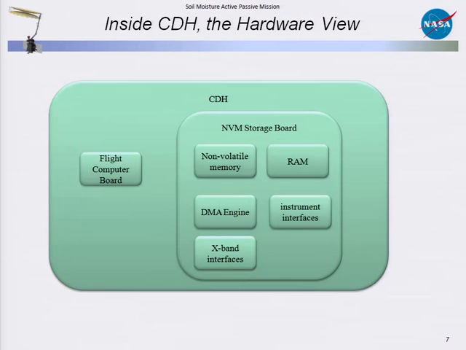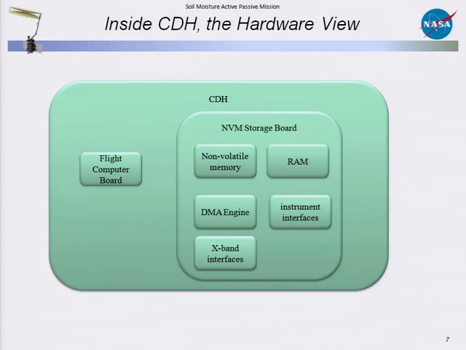Okay, and now I'll delve, opening that box up a little bit more, talking about what lives within our NVM storage board. So we do have non-volatile memory. You can think of that as several chips of NVM. We have RAM, which is non-volatile. We have a DMA engine, and we have instrument interfaces, so to the SAR and RAD, as we talked about before. And we have an interface to the X-band. So this has all our connections.